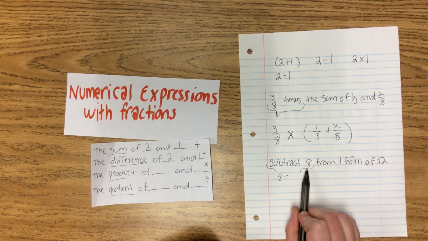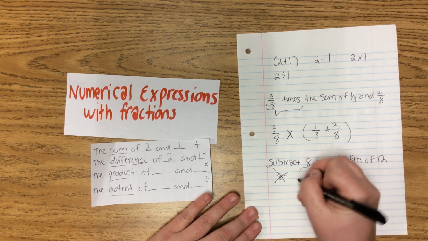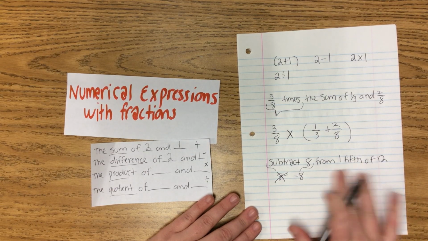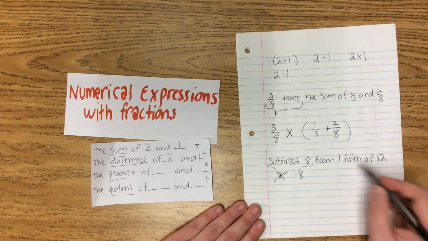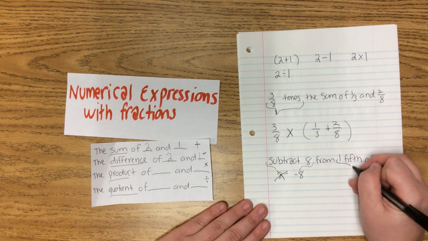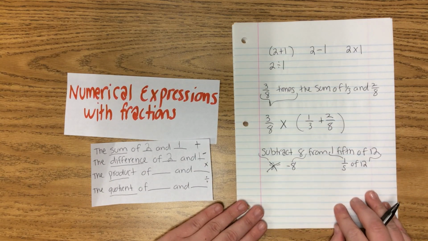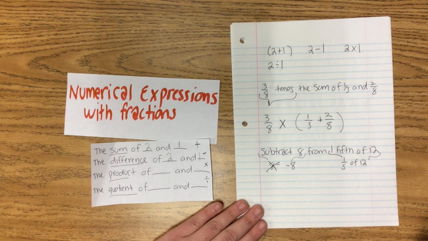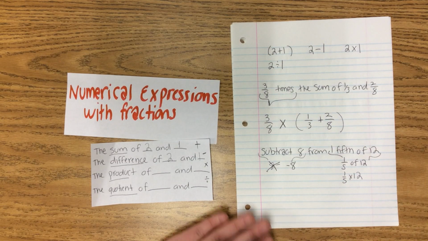They're telling me to take away 8 from this number. So instead of writing 8 minus, I'm going to write minus 8. Because I know subtract 8 is going to be equal to minus 8. So whatever this is, I'm going to minus 8 from. And they want me to subtract it from 1/5 of 12. Well, 1/5 of 12, I know 1/5 can be written as 1/5 of 12. And then I know from all my previous knowledge of fraction multiplication, whenever they give me an of like this, they're virtually telling me to multiply. So I know 1/5 of 12 is really 1/5 times 12.